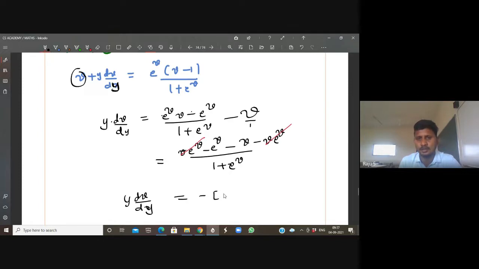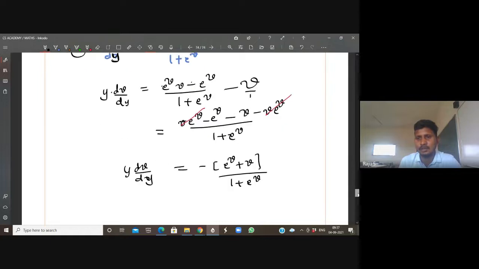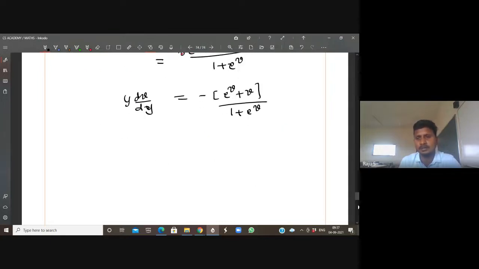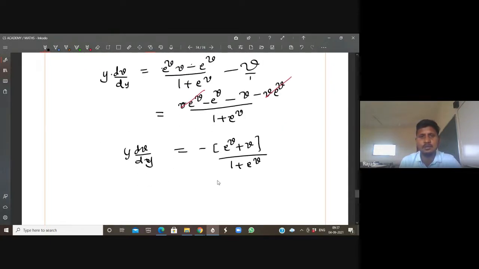Okay, right. e to the power of v plus v by 1 plus e to the power of v. Now, can I separate the variable? It's very easy to separate the variable. Take the y variable to another side. So (1 plus e to the power of v) by (v plus e to the power of v) into dv is equal to minus dy by y.